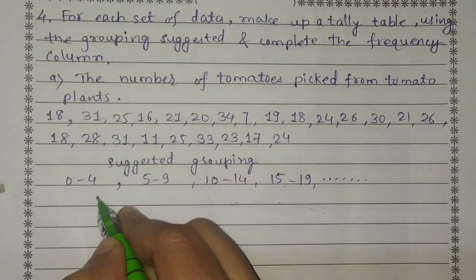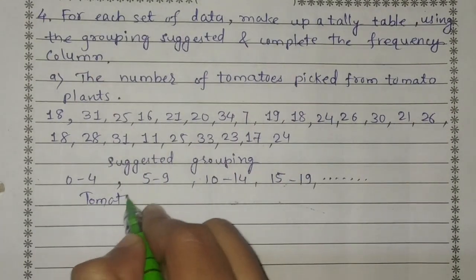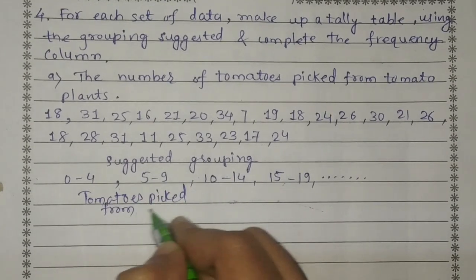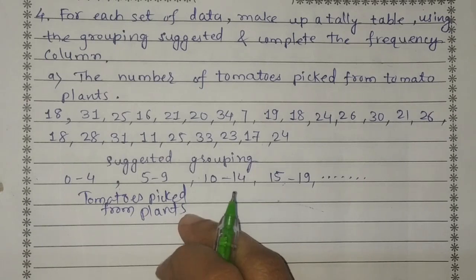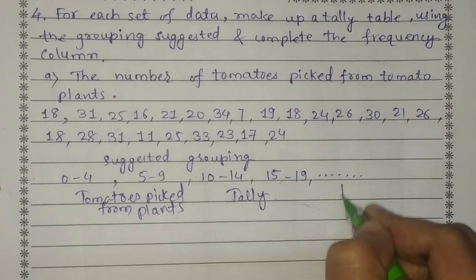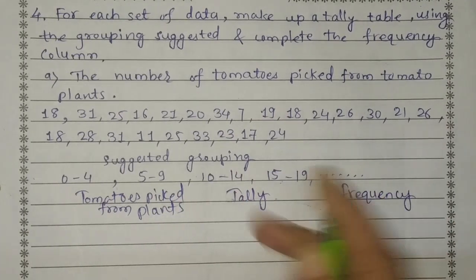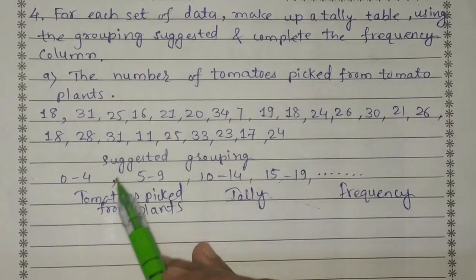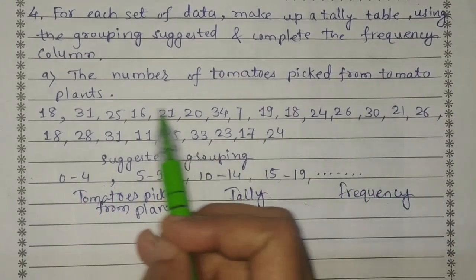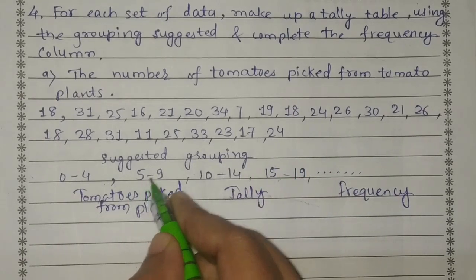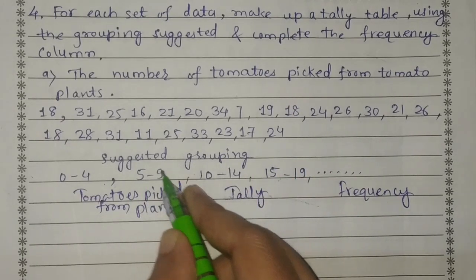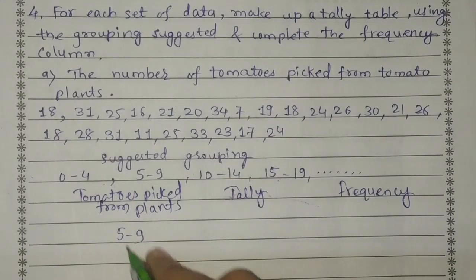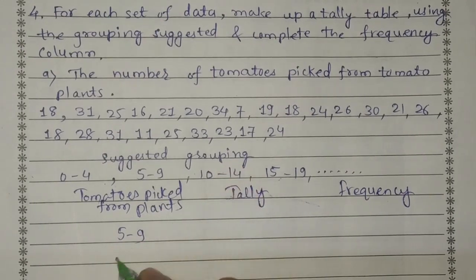So first of all we'll make a column here, tomatoes picked from tomato plant. Okay, and now here we'll write down the tally marks and here we are going to make a frequency. And children, the suggested grouping is already given, so we will start from that only. It is given the suggested grouping 0 to 4, but you can see in 0 to 4 there is no number. So we'll take from 5 to 9. Even if you see carefully, 7 is there, that's why I'm taking from 5 to 9. So first 5 to 9, and then afterwards 10 to 14.